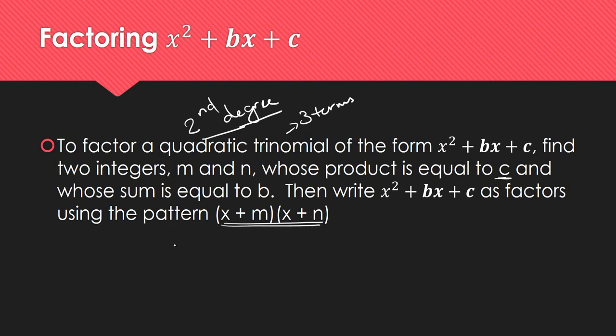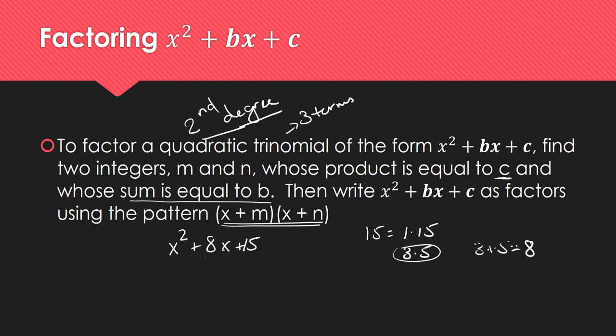Okay, let's take a look at one of these. Let's do the one we just looked at a second ago. x squared plus 8x plus 15. So I want two numbers whose product is equal to c. So two numbers whose product will give us 15. So the only choices I think I have are 1 times 15 and 3 times 5. But I want those same two numbers to have a sum equal to 8. So 3 times 5 is 15. 3 plus 5 is 8. 1 plus 15 would give me 16, so that's not a good choice for me. So 3 and 5 are the numbers I want.